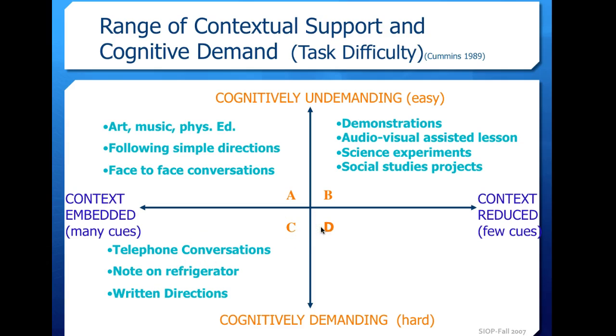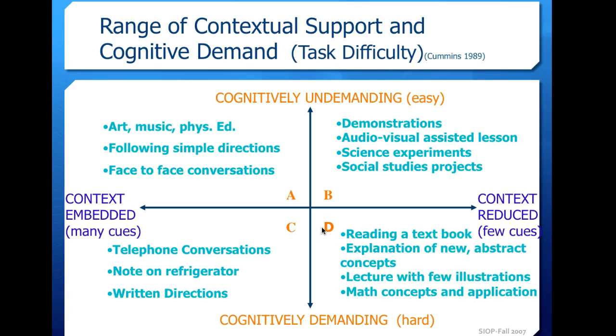And then finally D, where you have reading a textbook, explanation of new abstract concepts, lecture with few illustrations, math concepts, and application. And so this all is cognitively demanding. They have to be able to read. They have to be able to extract information from a text using their mind. They have to be able to figure vocabulary out. Lecture, if there's no context and doesn't have illustrations. Illustrations provide context, but don't be deceived by illustrations. They're useful, but they're not solely useful. Math concepts and application. So all that is more abstract.